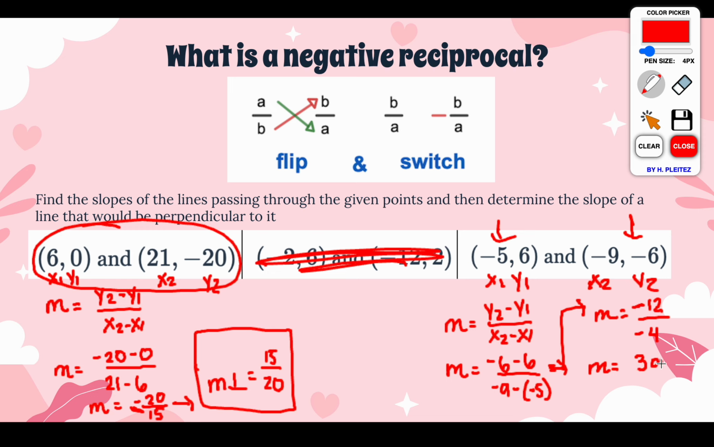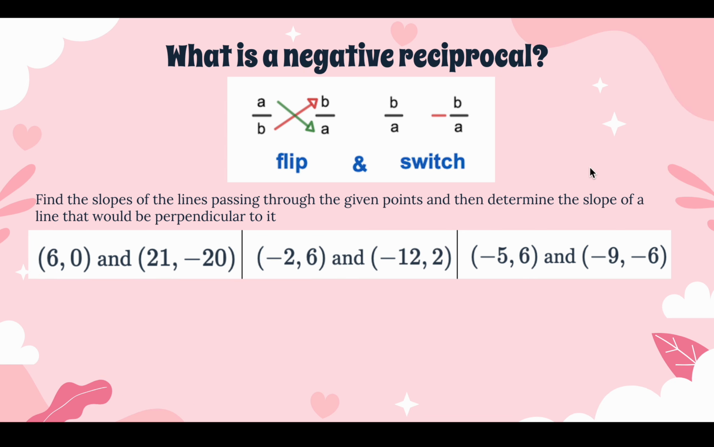Now another way you should be used to seeing this is 3 over 1. Now when you write it in this fractional form, it kind of helps you see how to find the negative reciprocal. So again, for this perpendicular slope, we need the negative reciprocal of 3 over 1. So we flip that fraction and we change the sign. Okay?